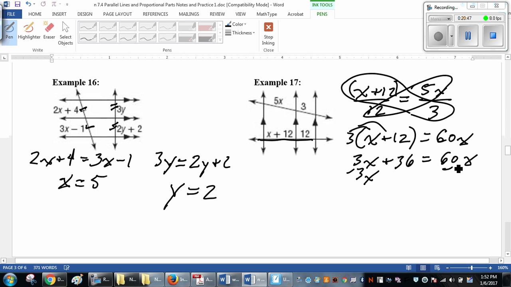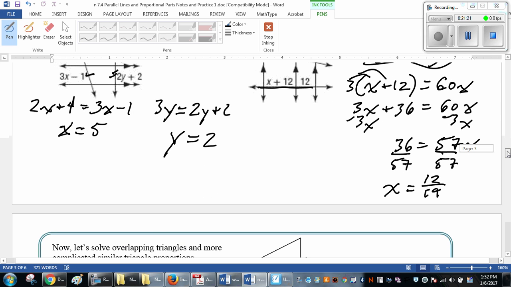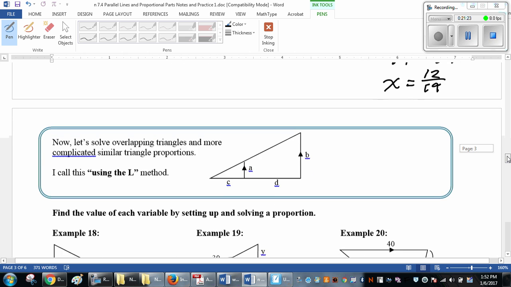minus 3x. Our x is on the same side. 36 equals 57x. Then we divide by 57. Don't freak out. It's okay. We're going to get a fraction for an answer. Let's just simplify. Looks like 3 goes into each of these, so we can divide each one by 3, and we'll leave our answer as a fraction in the simplest form, 12 over 19. It's fine to get a fraction. We don't always have to get a whole number. Pause it if you need more time with that. Notice all these things are the same so far. They look different, but they're all the same so far.